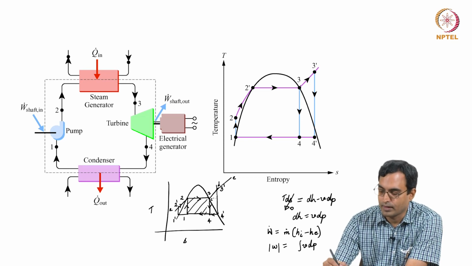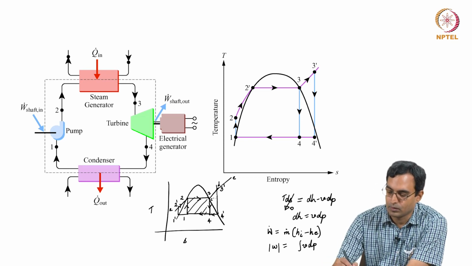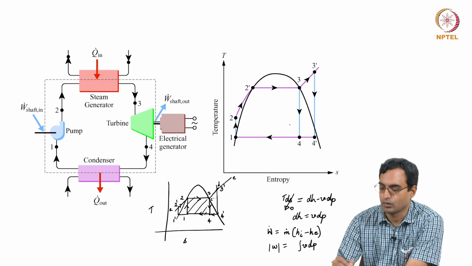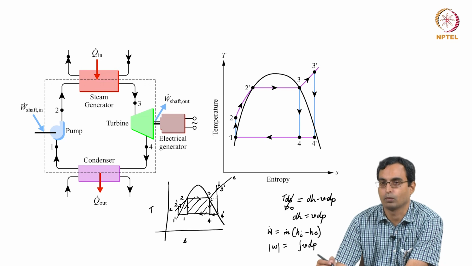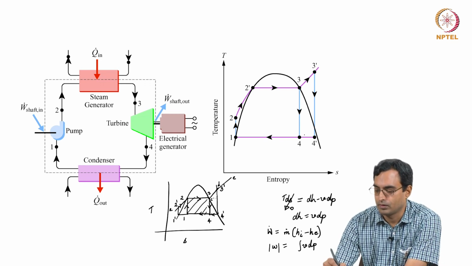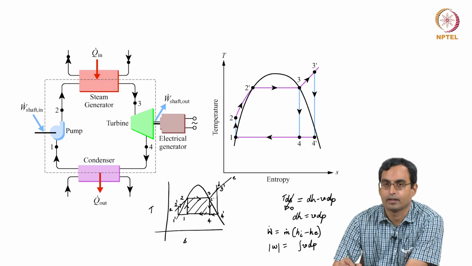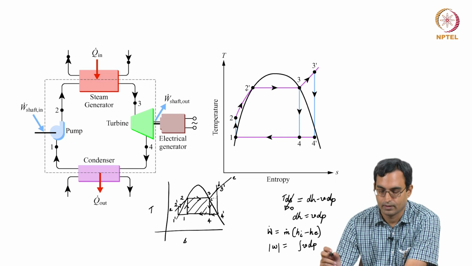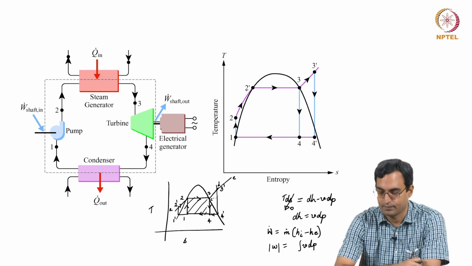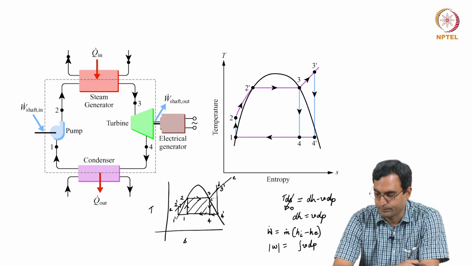If we were to expand from 3 to 4, we would have 1, 2, 2 prime, 3, 4, but more commonly we would do 1, 2, 2 prime, 3, 3 prime, 4 prime and 1, where we avoid expansion into the liquid region and we avoid pressurizing or compressing in the liquid region. So, this is essentially the cycle which we have left.